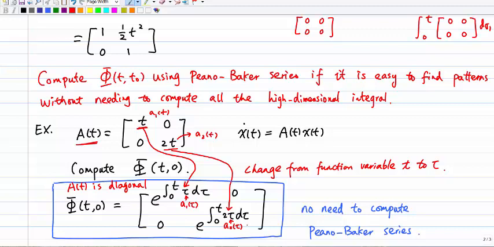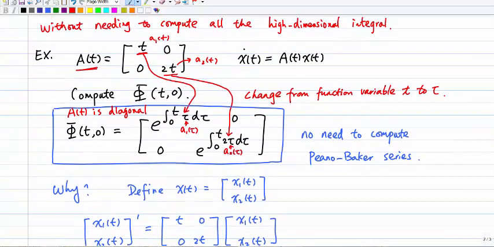Here A is diagonal. You can also imagine you have more terms. For this case you just need to change the function variables in your diagonal entries from t to tau, and then each diagonal entry is the exponential of the integration from 0 to t, where you replace the function in your diagonal entries from variable t to tau, and then you do the integration of that. So that's how the transition matrix is computed. There's no need to compute the Peano-Baker series.